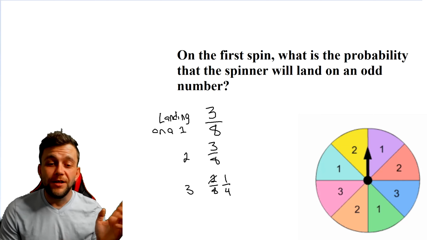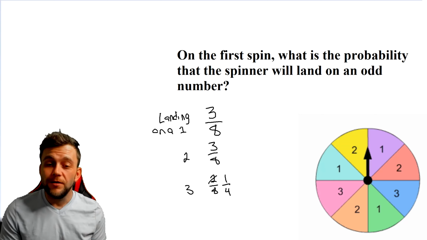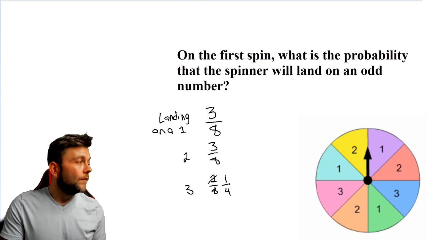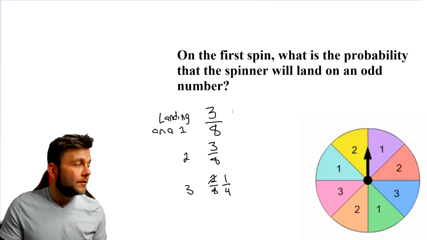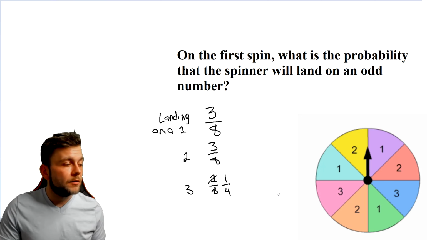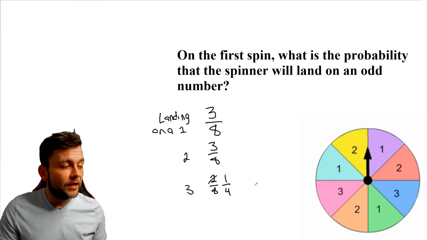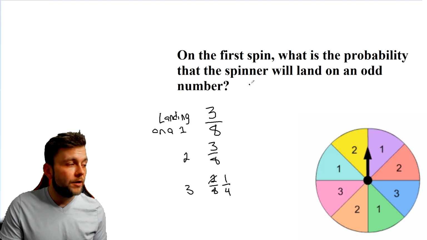The nice part is I still have the 1 out of 4 written as 2 out of 8, so we just add the 2 and the 3. We get 5 out of 8. So the probability of landing on an odd number is 5 out of 8.